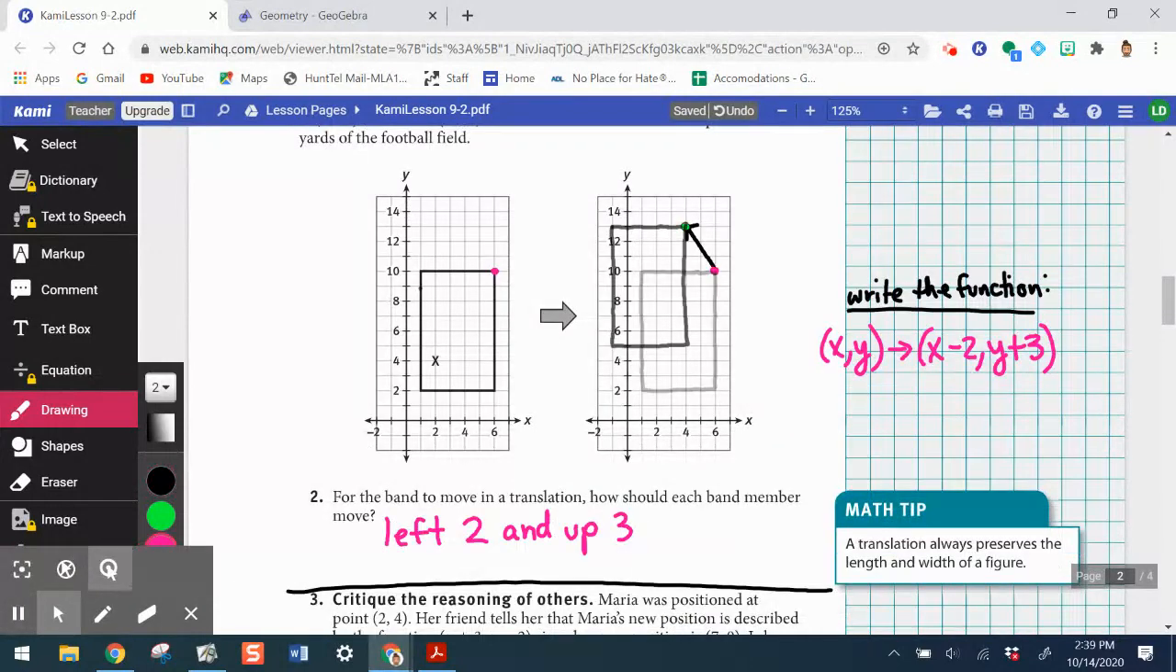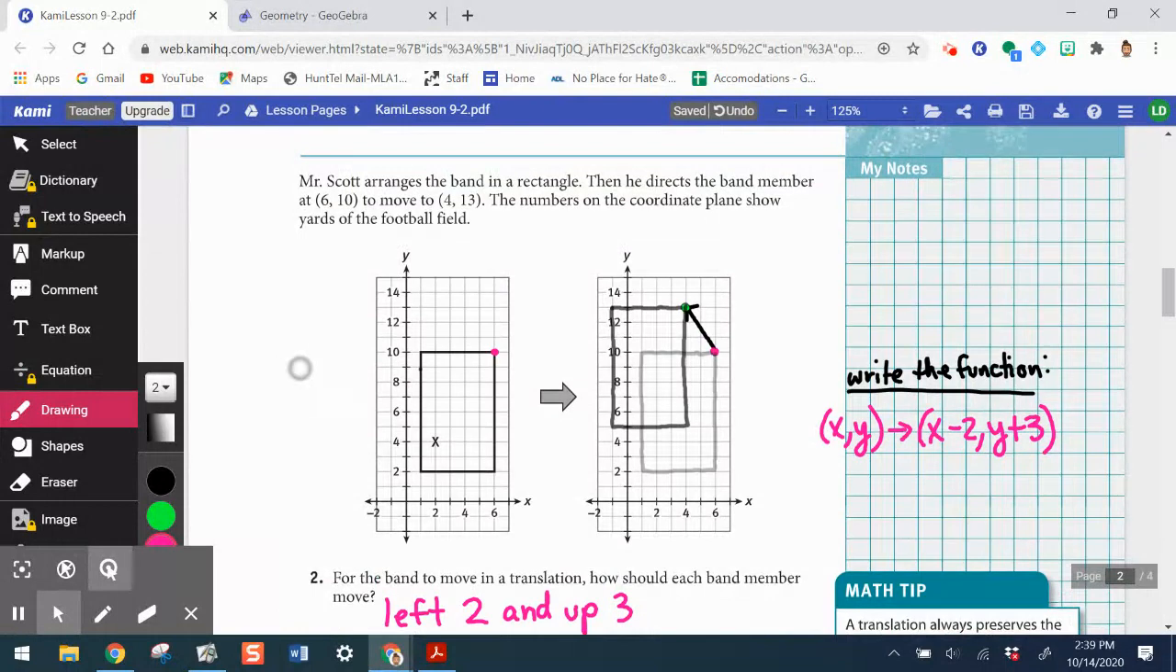Okay, hopefully you're digesting through this text enough. We see that he directs the band member at 6, 10, which is this coordinate here, to move to 4, 13. So on this second coordinate plane, I wanted to show that transformation. This is the pre-image where it originally was, and this is the image in that darker gray. And this black arrow here, this is our directed line segment. It tells us where that point went.